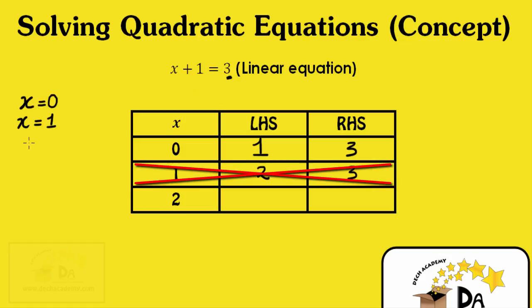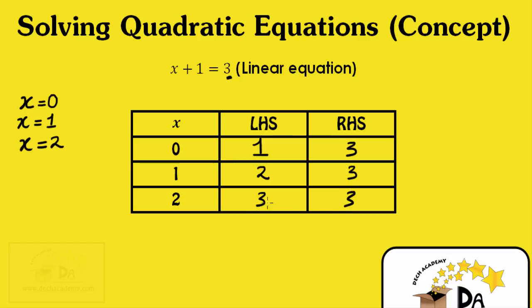Let's test the case where x is equal to 2. When x is 2, the left-hand side is 2 plus 1, which is 3. The right-hand side is just 3. As you can see, the left-hand side and right-hand side terms are equal when x is 2. Therefore, x equals 2 is a solution to this equation. If you understood what I just explained, then you understand what it means for an equation to be solved.